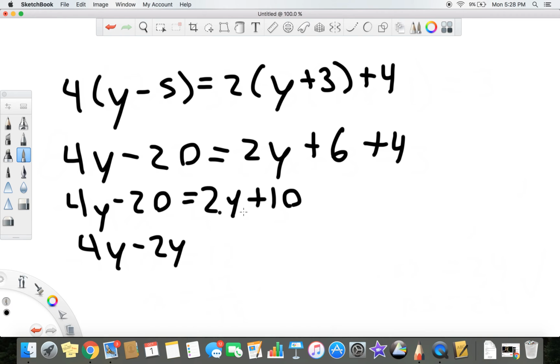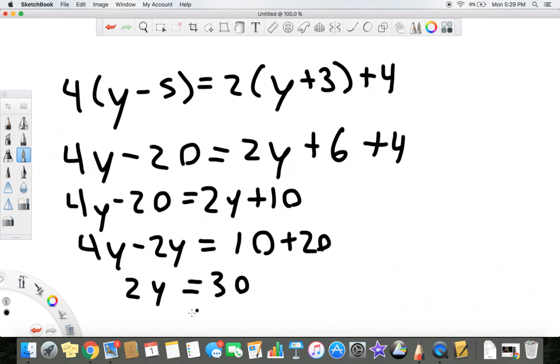Because to get rid of it on this side, we have to subtract it because it's a positive. And because the 20 is a negative, we have to add 20 to both sides. So that's going to be 10 plus 20. So that's going to simplify to 2y equals 30. So y is going to equal 15. Check it.